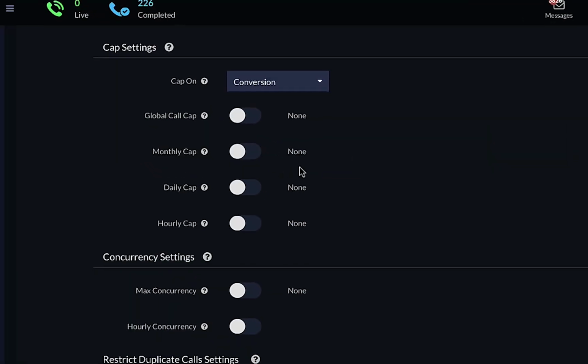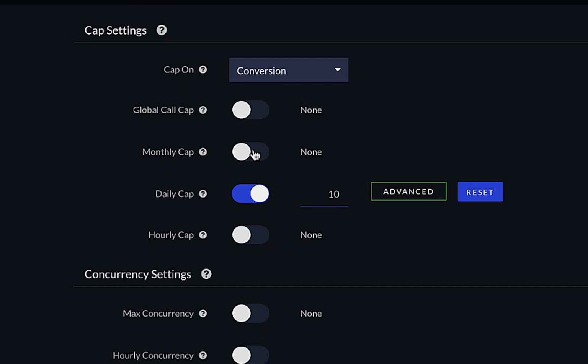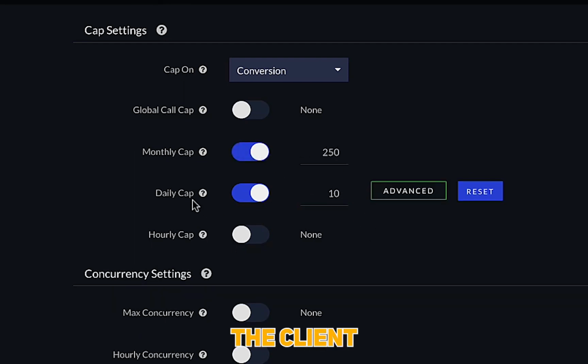By concurrency, we mean total number of active agents available to answer the call. Let's do a quick recap. Let's suppose we add a daily cap of 10 and a monthly cap of 250. In this case, the client will not get more than 10 converted calls in a day with total number of 250 calls in an entire month. Here we have 2 types of cap set up within one target.